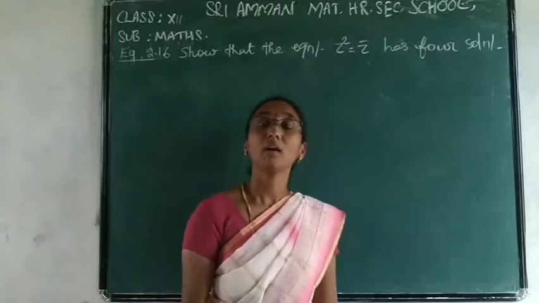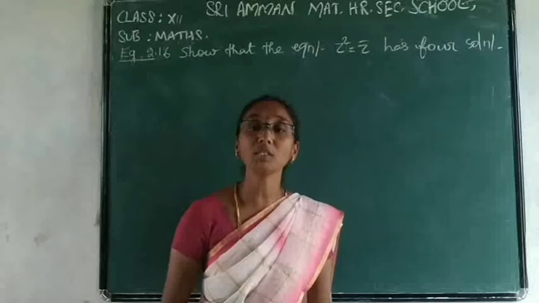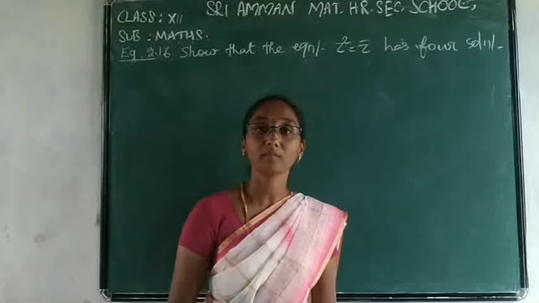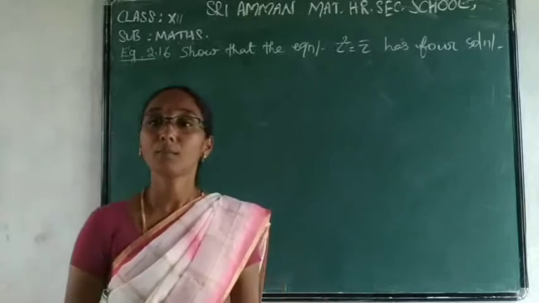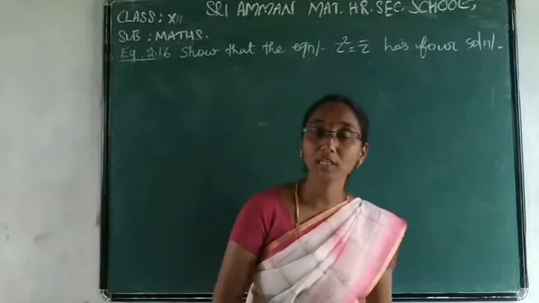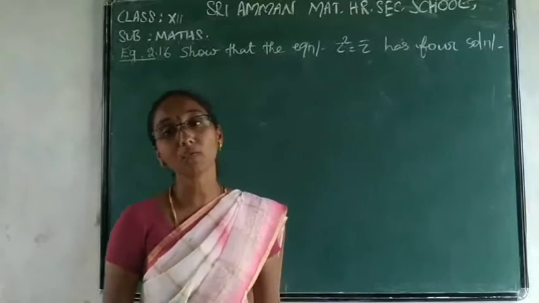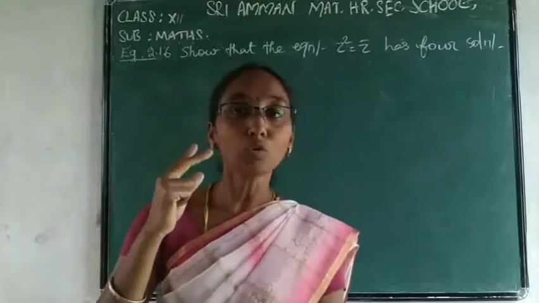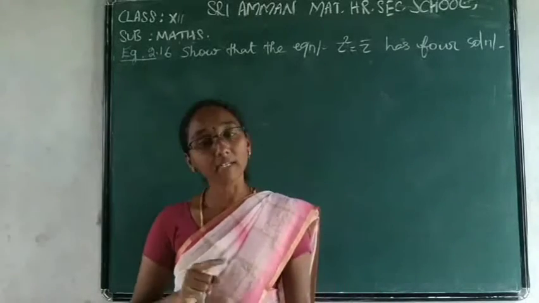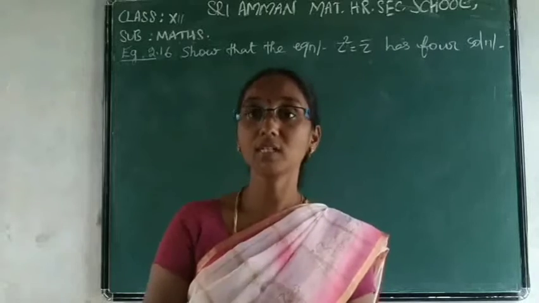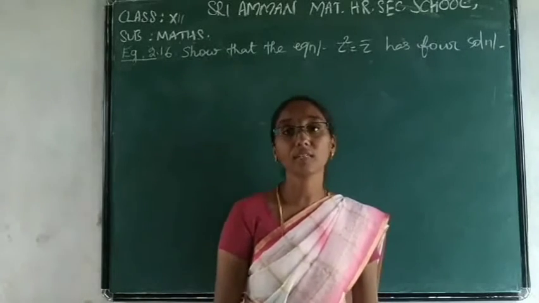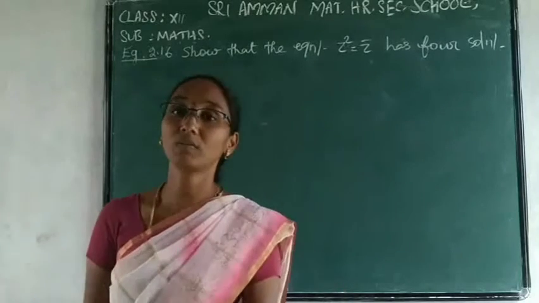In any equation, the highest power is the degree. If the degree of the equation is 2, it is a quadratic equation, and it has 2 solutions. If the degree of the equation is 3, it has 3 solutions. Degree means highest power.